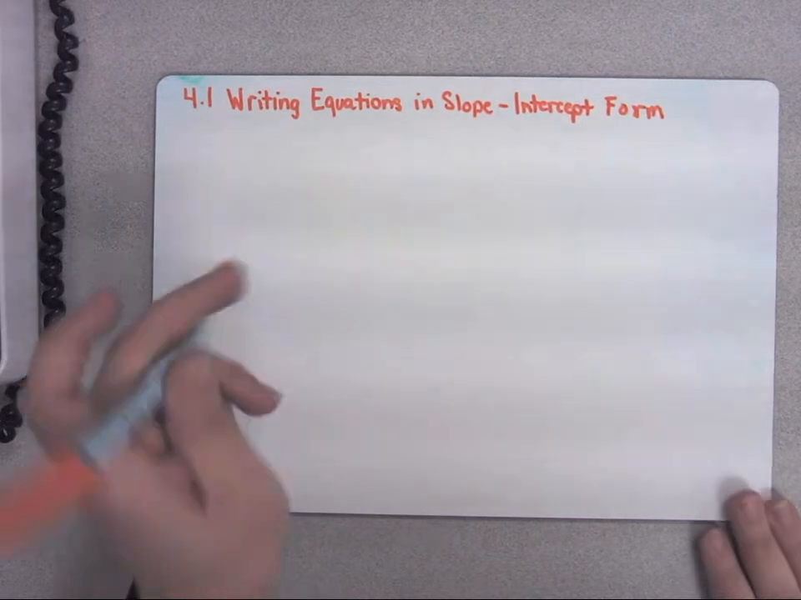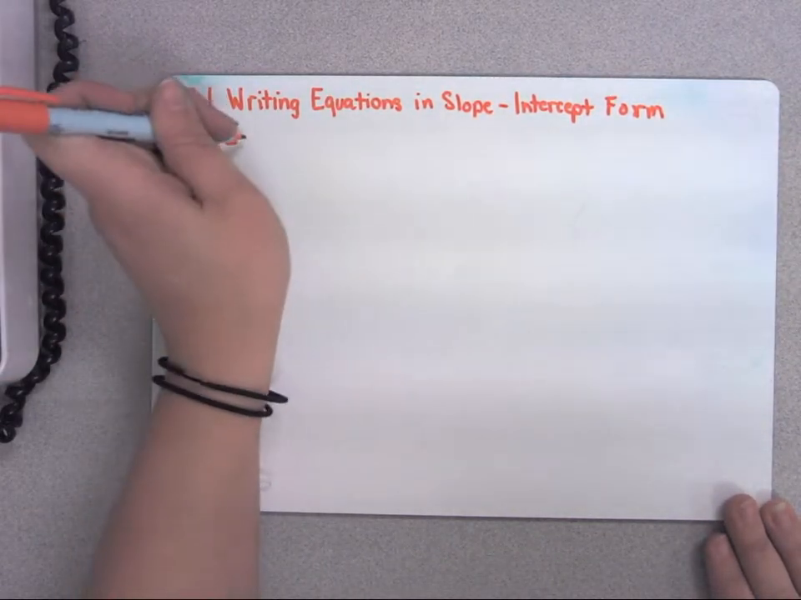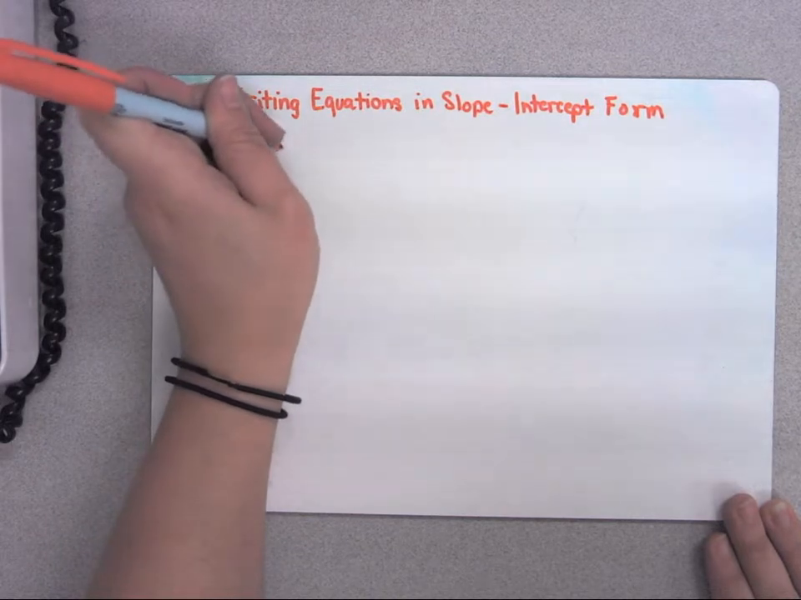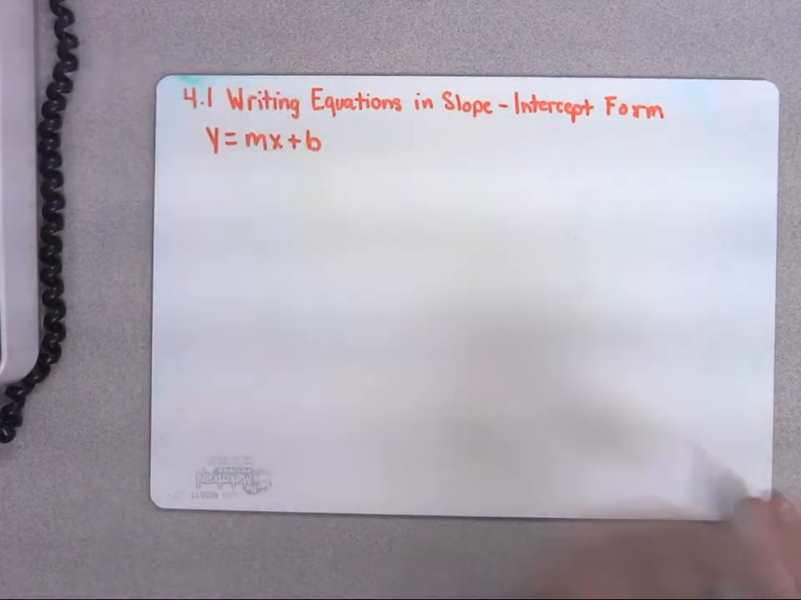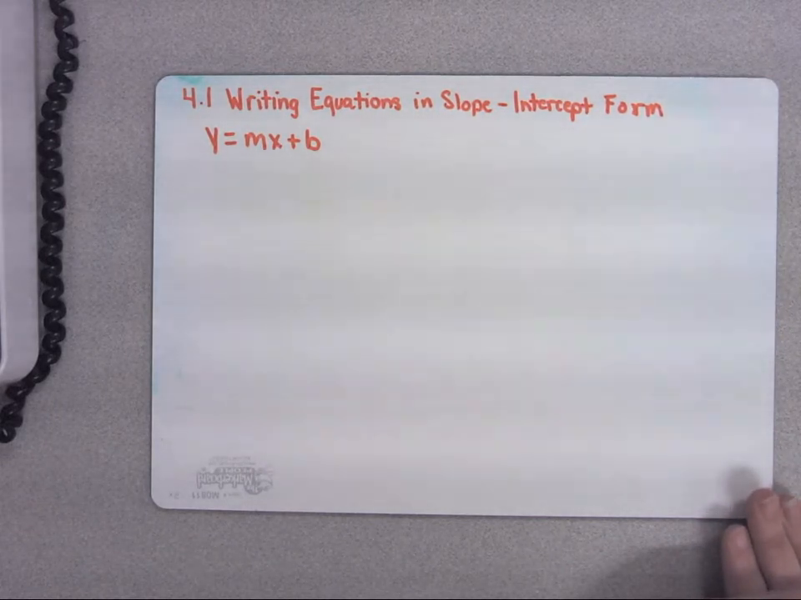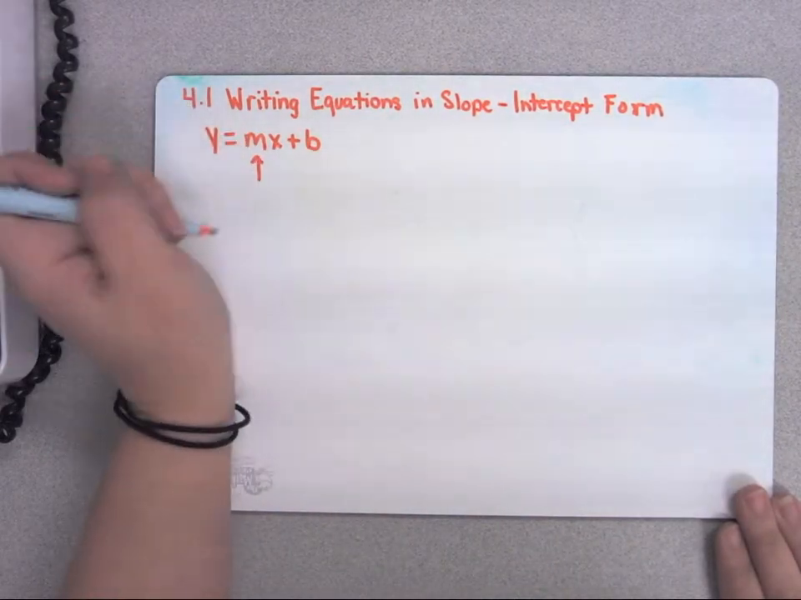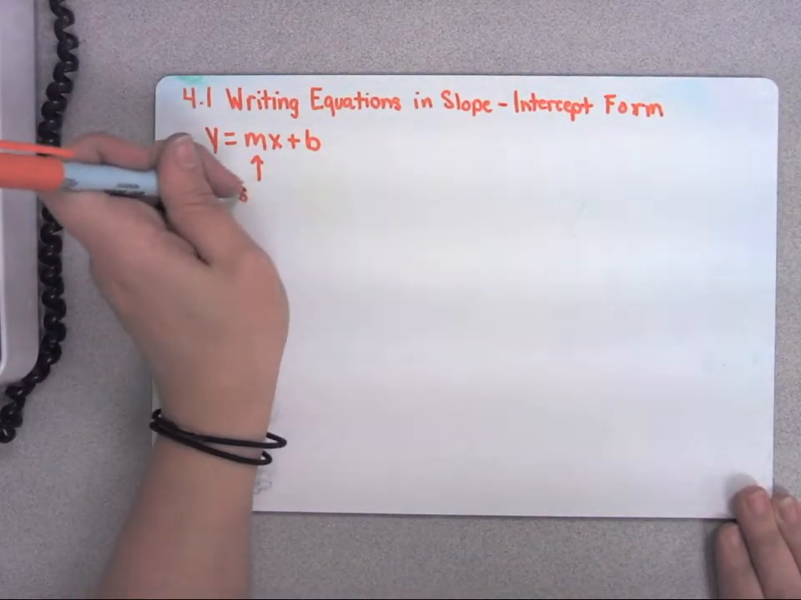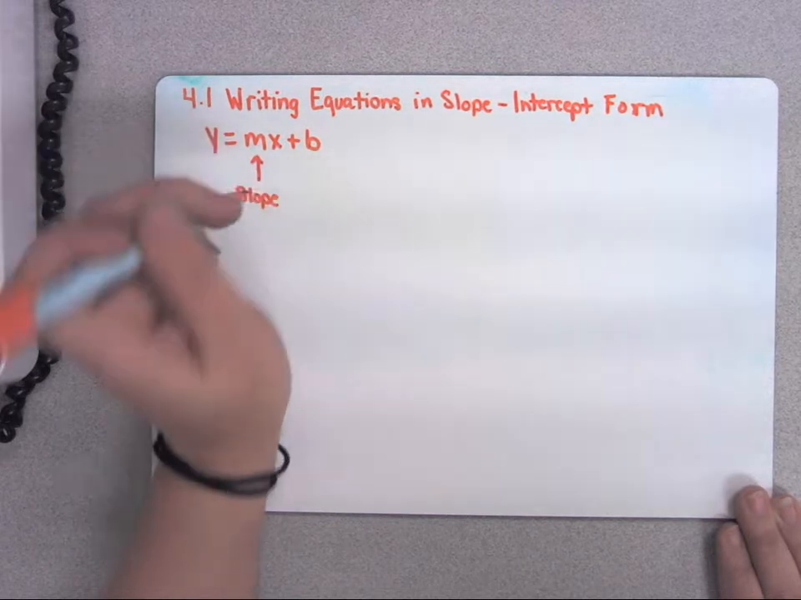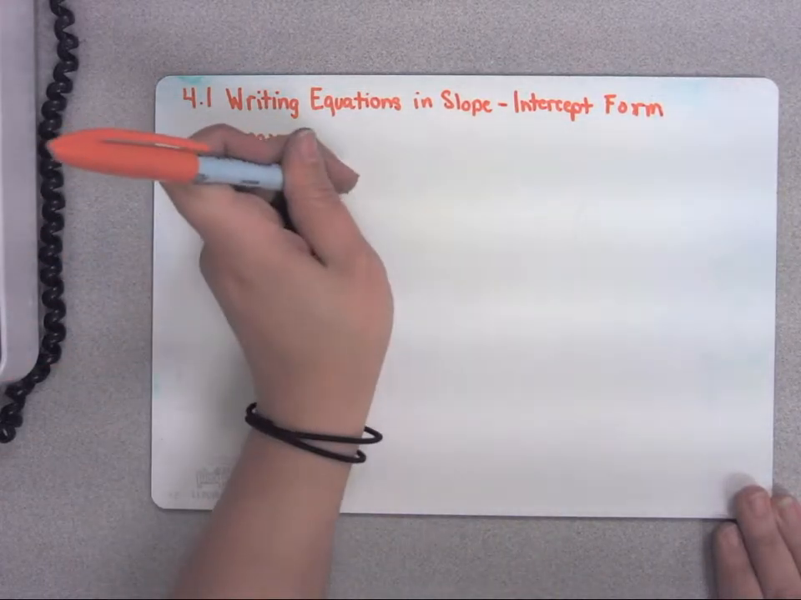So as a reminder, slope-intercept form is y equals mx plus b. We remember that. All right, we just did it. It's not going to go away. Now, what does m stand for? Slope. What does the letter b stand for? Y-intercept.